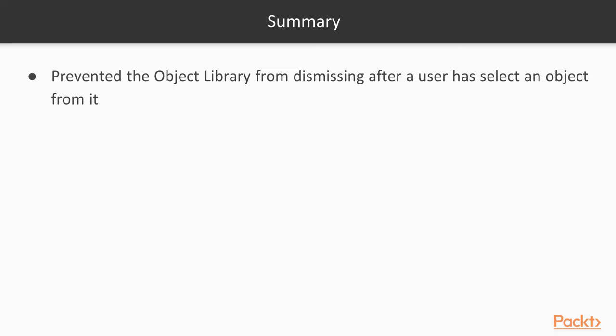In this video, we've learned how to prevent the object library from dismissing after a user has selected an object on it by pressing and holding the Option key on the keyboard. And that will prevent the object library from dismissing.